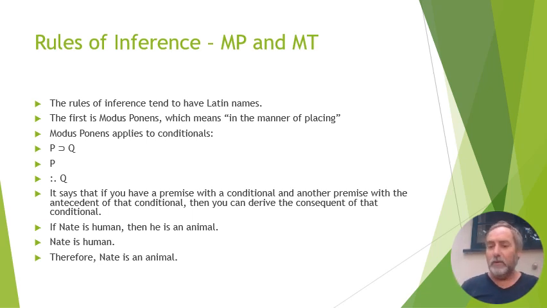So here's an example. This should be pretty familiar. If Nate is human, he is an animal. Nate is human. What can you conclude? Nate is an animal. That's just how if-then statements, conditionals, work in English. If it rains, the streets will get wet. It's raining, so the streets will get wet. Should be a very familiar form of argument, and it turns out that it will never introduce falsehoods. This is a guaranteed valid form of argument.